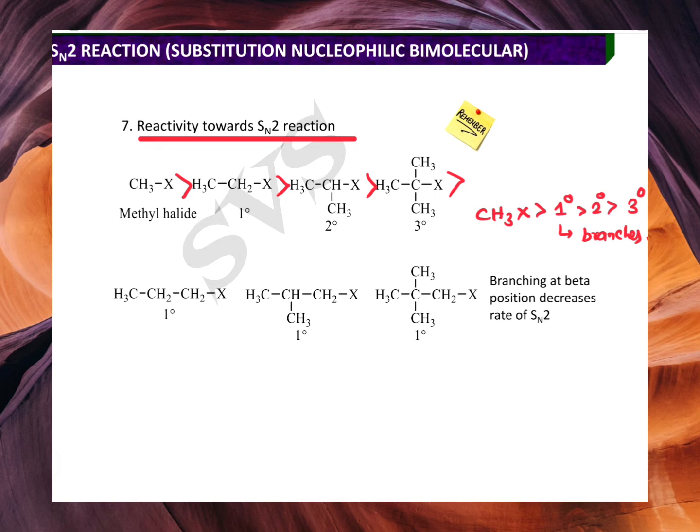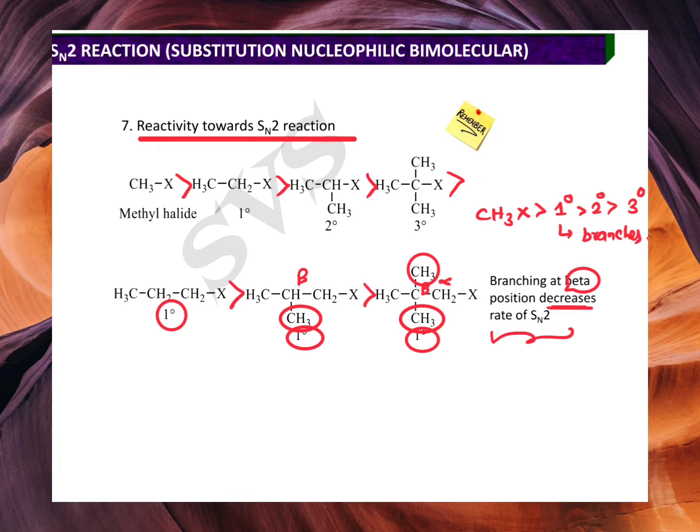So you can see here, this is primary, this will be primary, this will be primary, but with branching at the beta position. This will be alpha, this will be beta with respect to the halogen. Here we have one branch, here we have one and two branches. Branches at the beta position decrease the rate of SN2. Therefore, this will be more reactive than this. Very, very important.